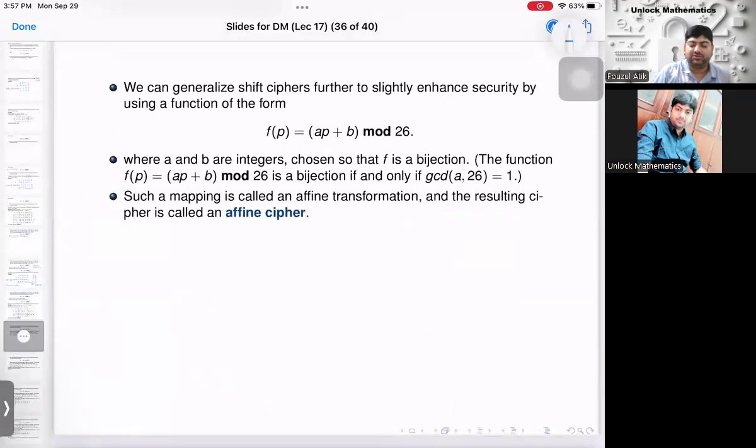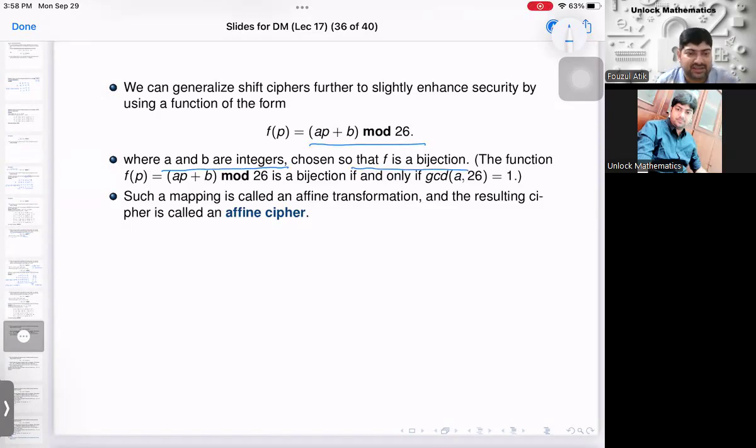Although you have shifted by 11 letters, your message is still not greatly encrypted. But you can make the message even stronger. You know how? Instead of just shifting the letter by P plus k, you can represent it as f(p) equal to ap plus b mod 26. So you introduce two more numbers, a and b. The only thing is that you have to choose the integers a and b in such a way that f is still a bijection, because bijection is necessary.